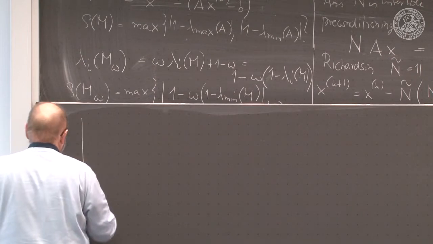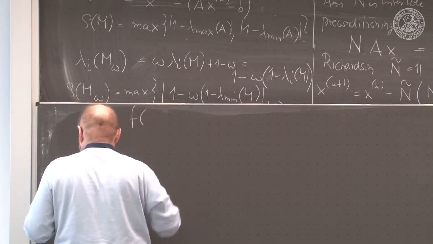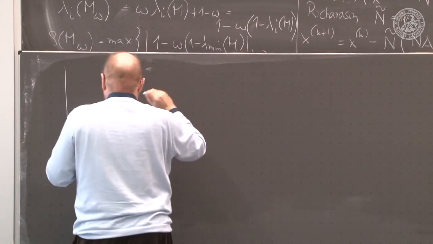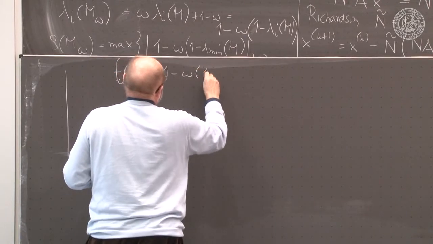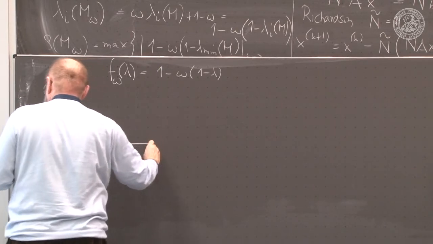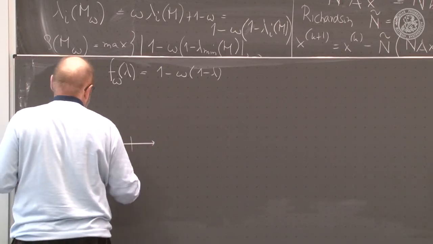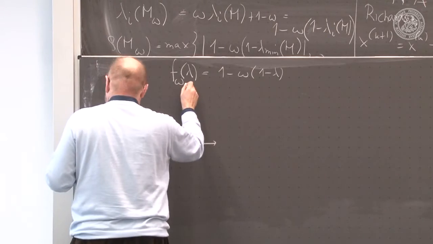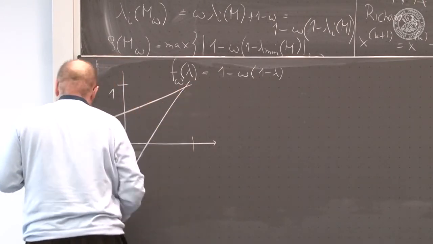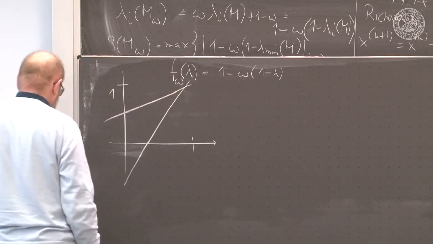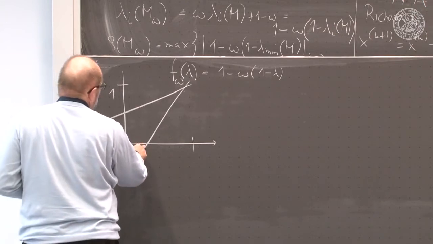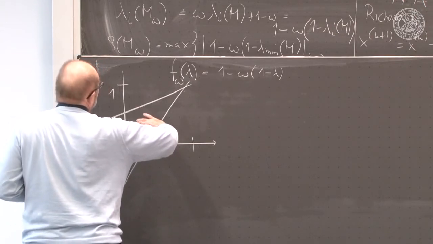So the picture is, if I call f lambda for a fixed omega, say 1 minus omega times 1 minus lambda, that's what I have here. I have to look at straight lines which are here at 1. They all go through 1. And now it depends how otherwise they lie. Of course they can get negative, and then I have to flip them around.